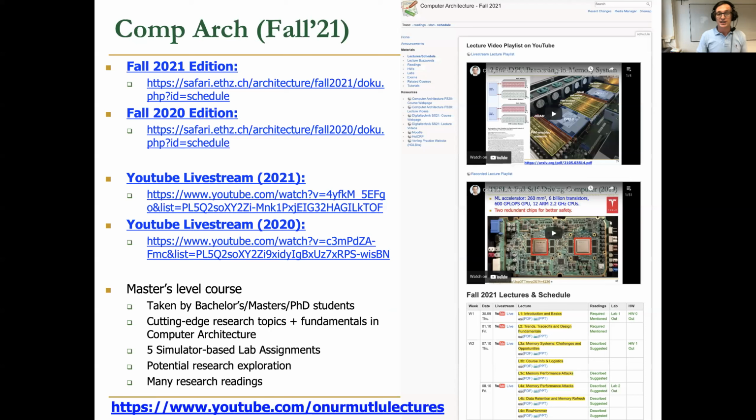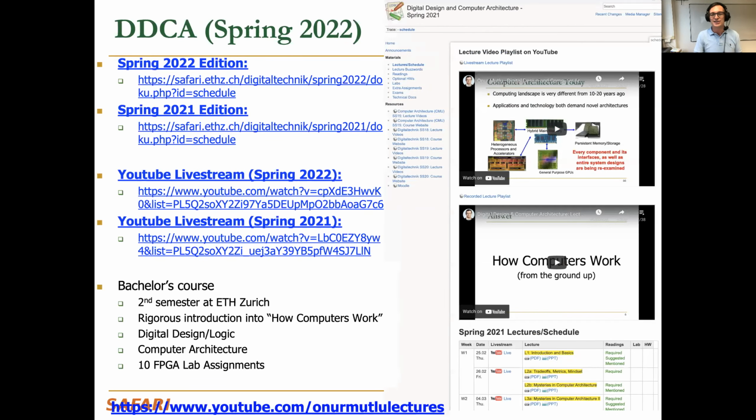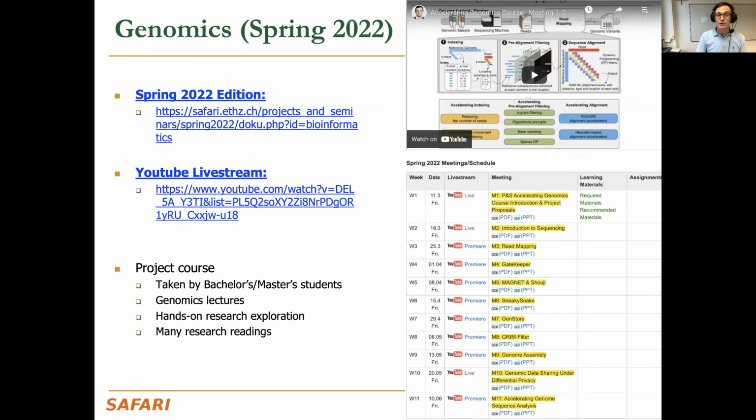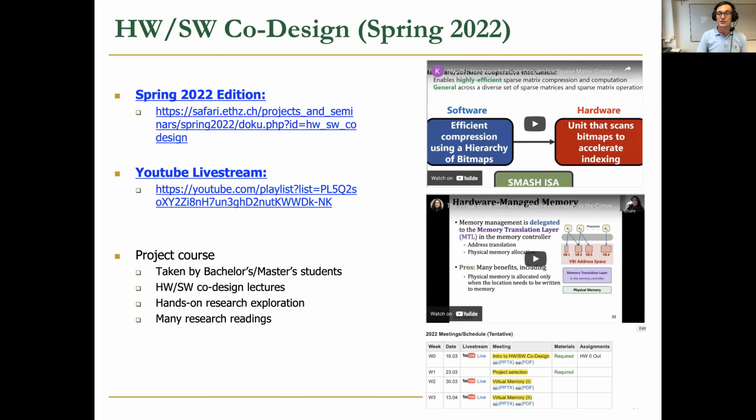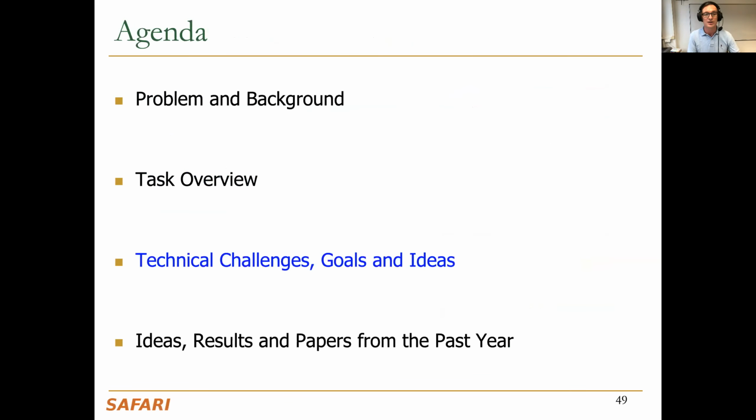And we've been open sourcing a lot of courses that are very synergistic and related, and these are also live streamed, so people in the world can join. Anybody who's interested can join and provide feedback. As you can see, there's computer architecture, there's digital design courses, there's a processing in memory course, genomics course, heterogeneous systems, hardware, software, co-design, and SSD course over here.